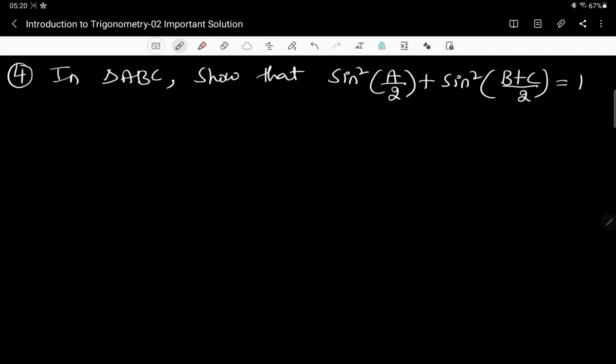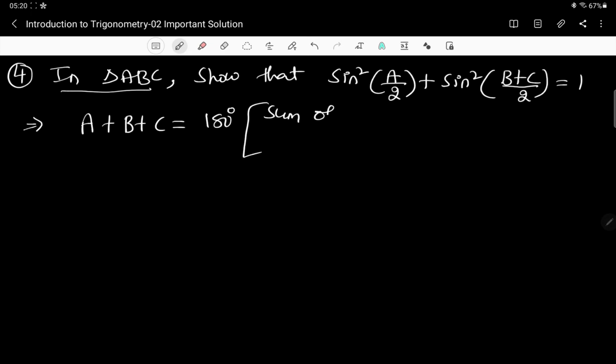All right, there is one triangle. Whether it is a right triangle, we don't know. There is one triangle ABC. In that we have to show sine square of A by 2 plus sine square of (B plus C) by 2 equals 1. So look at this. In the triangle ABC, angle A plus angle B plus angle C is equal to 180 degrees, or not? Why is it 180 degrees? Because of the sum of interior angles of a triangle.